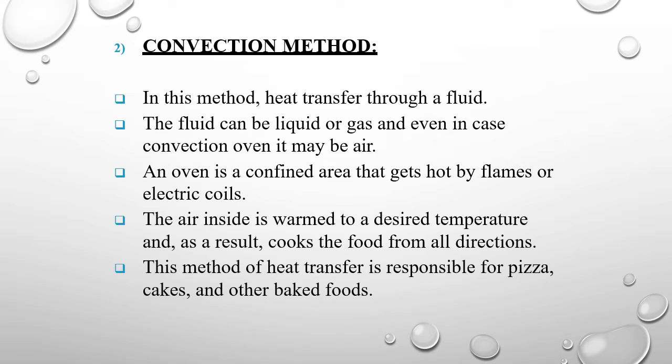The next method is the convection method, in which heat is transferred to a fluid, and the fluid can be liquid or gas. In a convection oven it is air. An oven is a confined area that gets hot by flames or electrical coils, and the air inside is warmed to a desired temperature. As a result, it cooks the food from all directions.